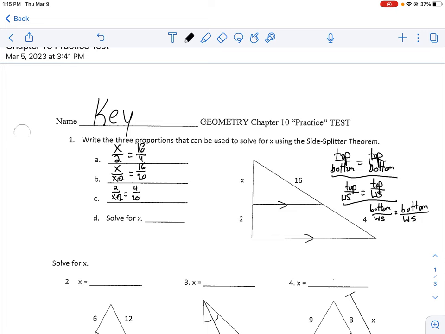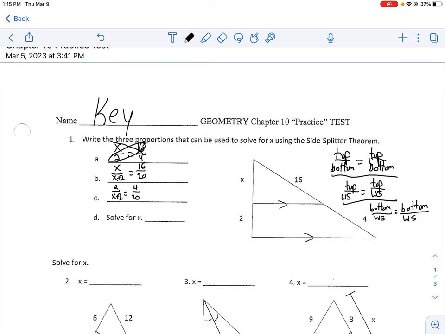And then if we were going to solve for x, we would cross multiply. I think this is the easiest one to cross multiply with. We get 4x is equal to 32, divide by 4 on both sides, and we get x equals 8. Okay, so that's number one.